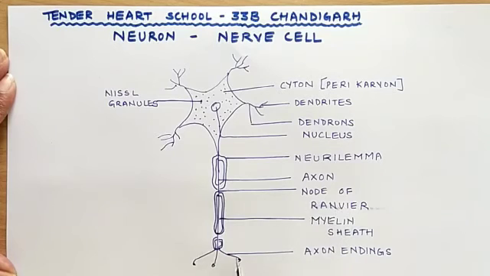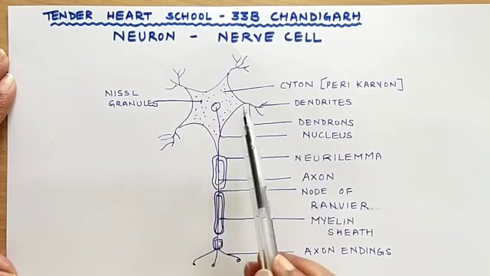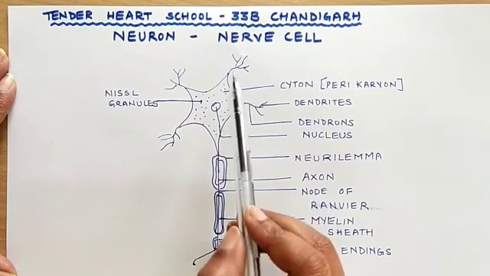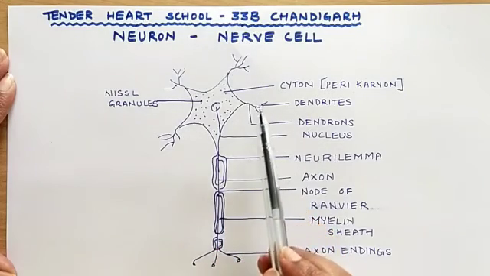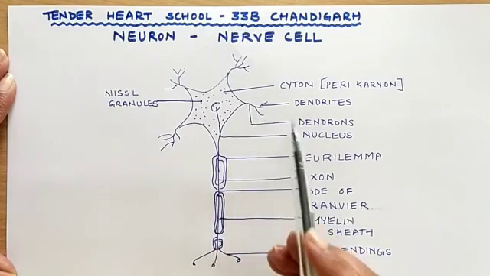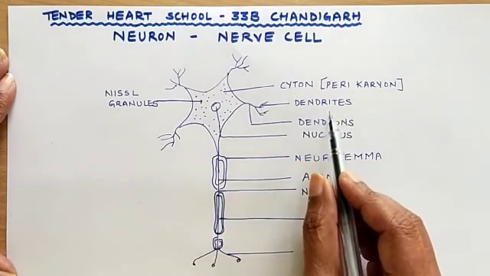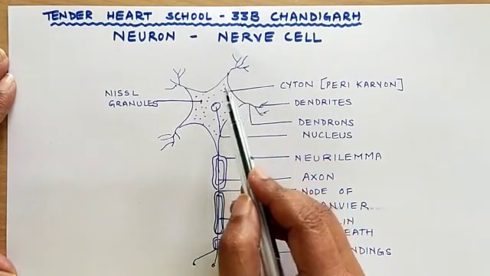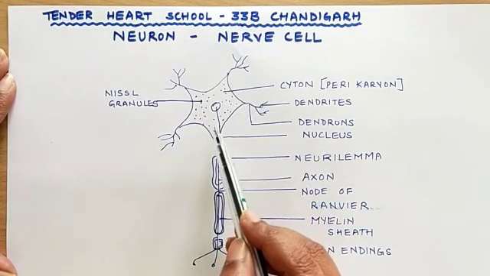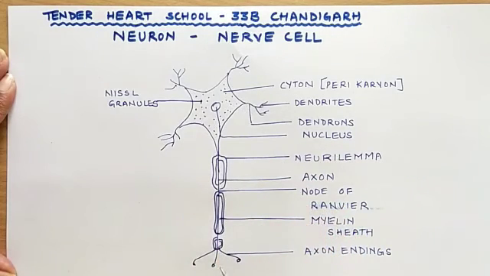These are the axon endings. Axon is the main branch which comes out from the nerve cell. The main cell body of the nerve cell is called the cyton. Cyton is having the fine branches called the dendrons, which further divide into much finer branches called the dendrites. Dendrites pick up the message, pass it on to the cyton, and then through the axon it is sent further. So this is the general structure of a nerve cell.